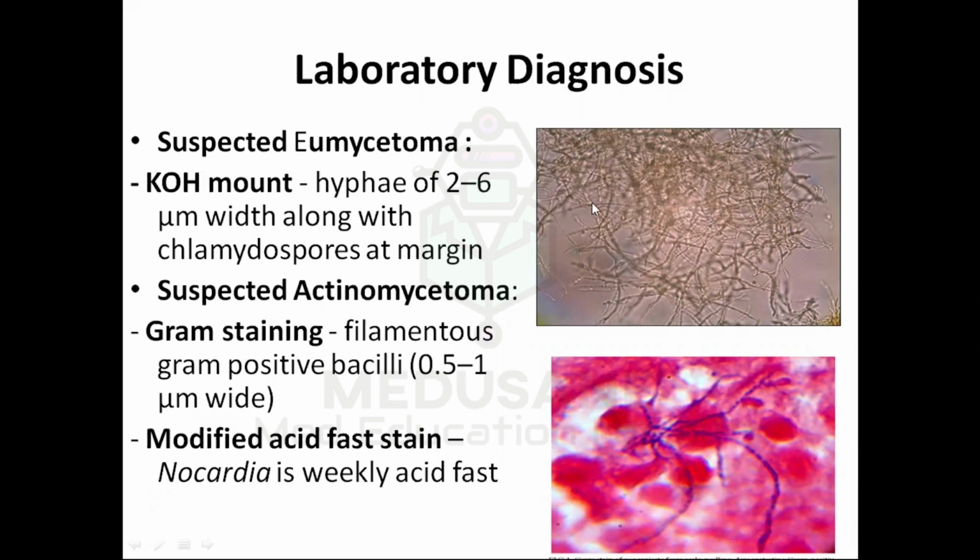On the KOH mount, we can see the hyphae with some yeast-like forms. If you are suspecting actinomycetoma, you have to perform the Gram stain, where we are able to see the Gram positive hyphae here. And also we want to do the modified acid fast staining because Nocardia is weakly acid fast.